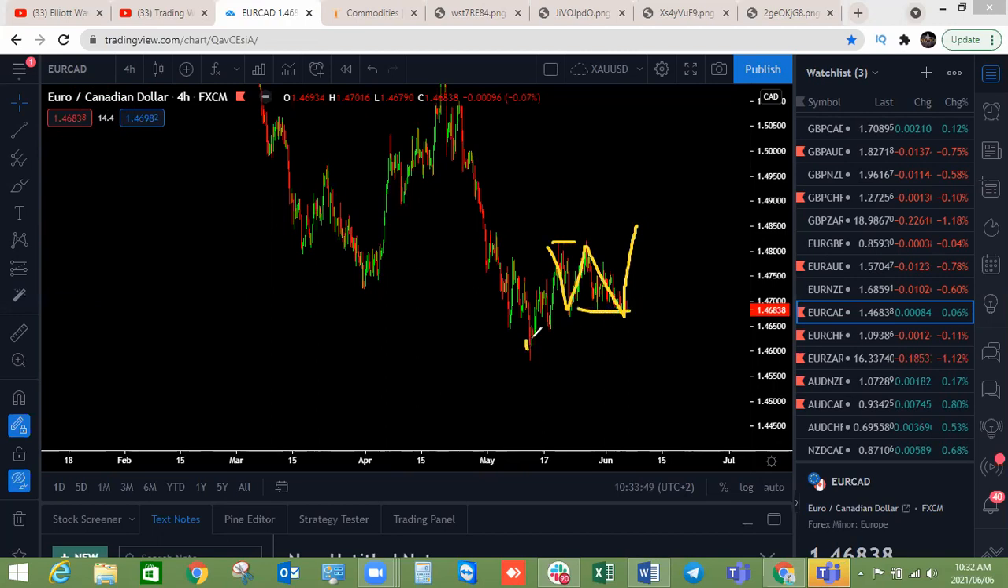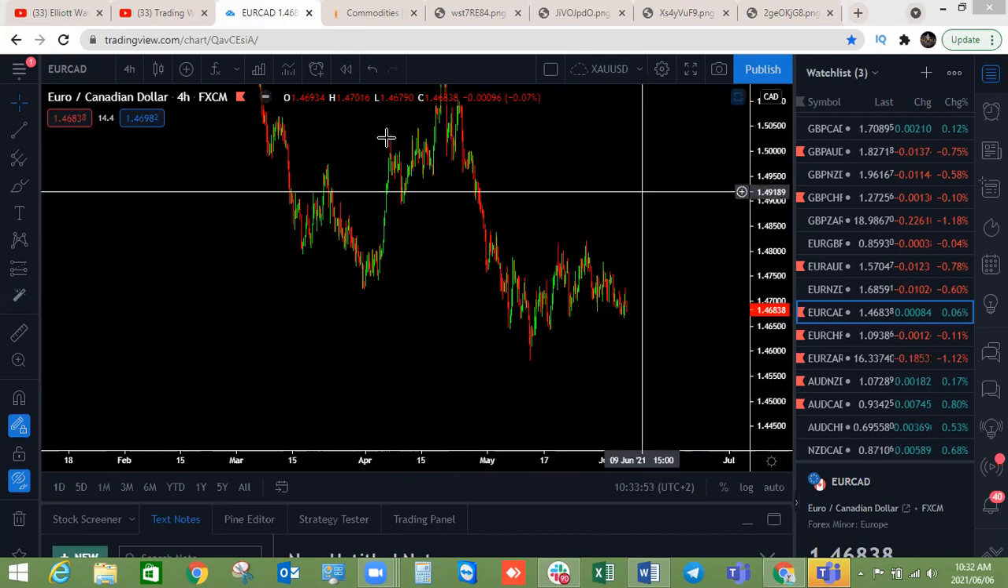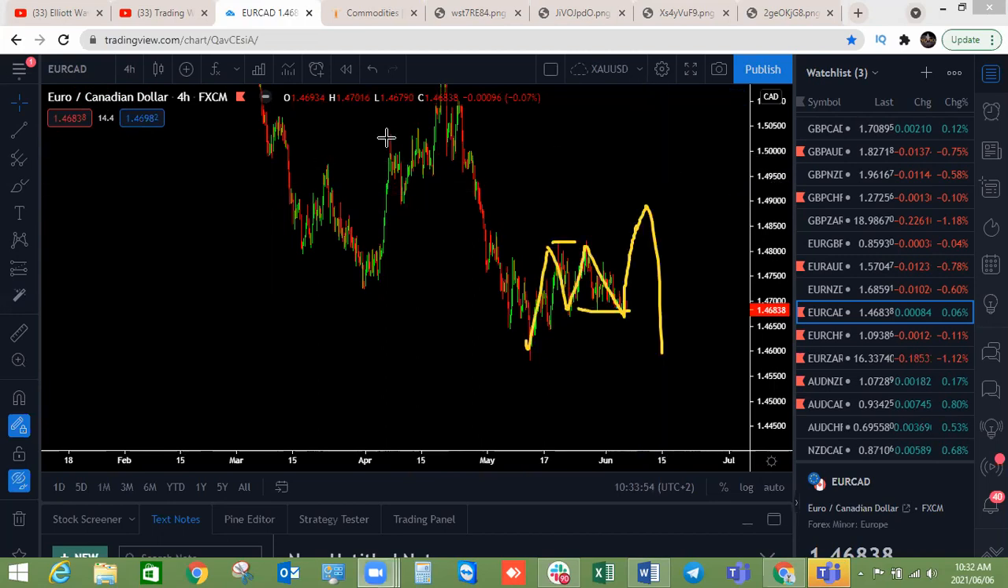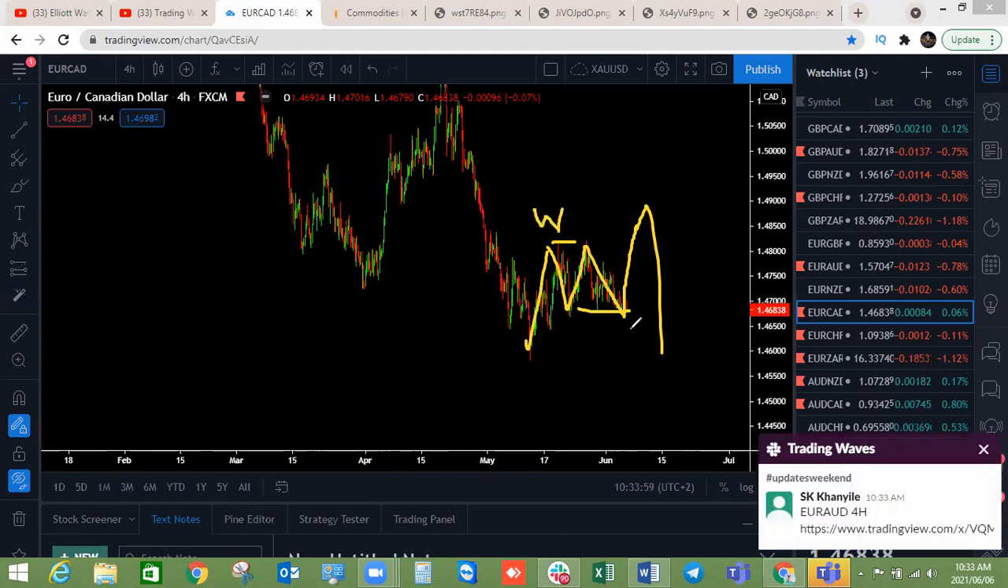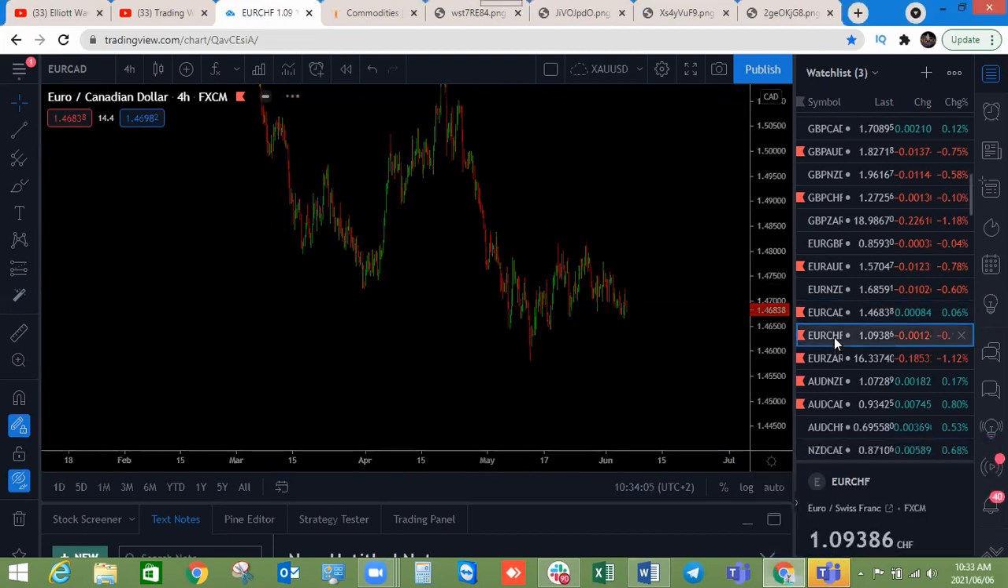If it makes that double correction here, we'll be looking for this to still continue to the downside because we are bearish in the medium term. So we are looking for this one to be a WXY corrective structure and then downside. That is EURCHF. Right, EURUSD.